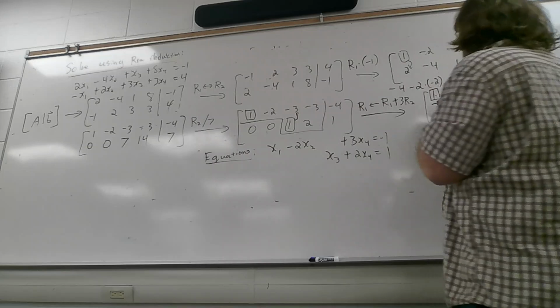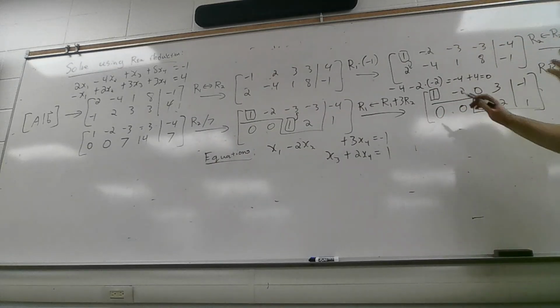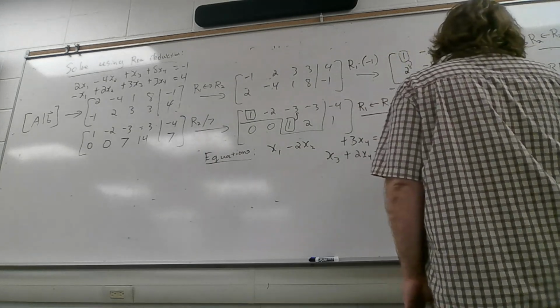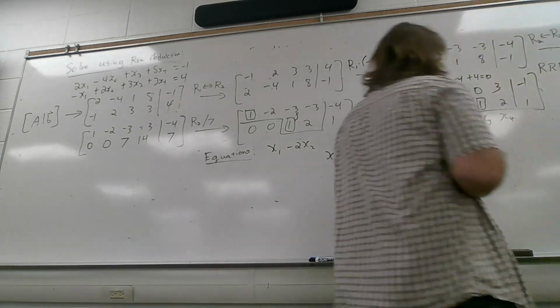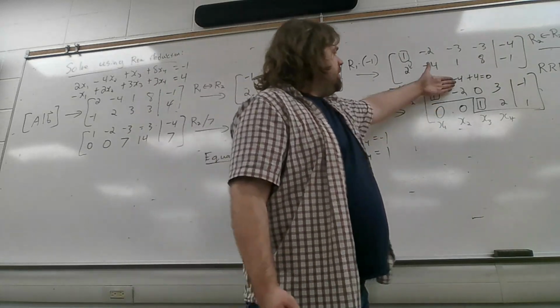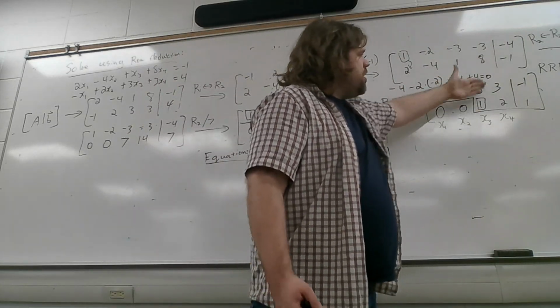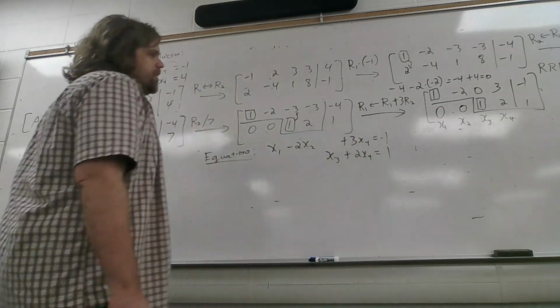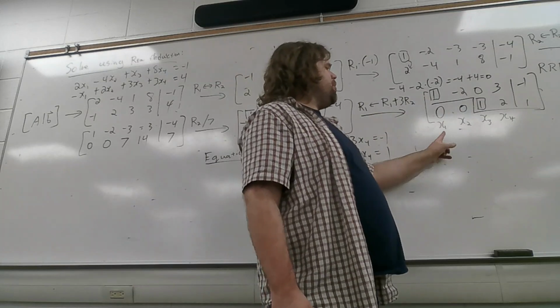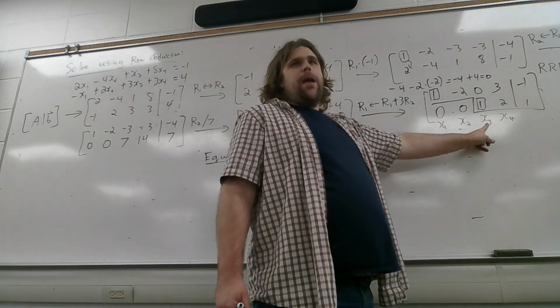Well, let's take a look at this right here, this nice looking matrix. And remember, these columns, they represent the variables, right? This is the stuff that goes in front of the first variable. This is the stuff that goes in front of the second, the third, and the fourth. So these so-called leading ones correspond to the variable x1 and x3, right?